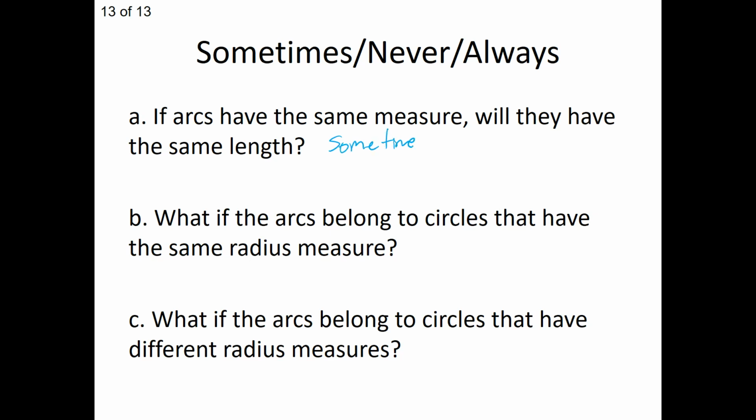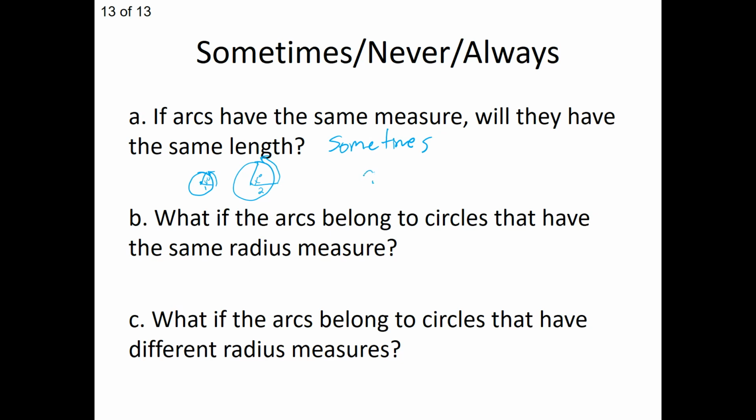Here's why. If I were to have two circles, here's one, and here is another, and in these two circles I've got this central angle of x degrees, and in this one I also have the measure of x degrees. So I know that their measures are the same. The measure of the central angle is the same. Will they have the same length? No, because in one, let's say I have a radius of 1, and in this one I have a radius of 2. That means the length of this arc is going to be shorter than the length of this arc because the circumference size is different.